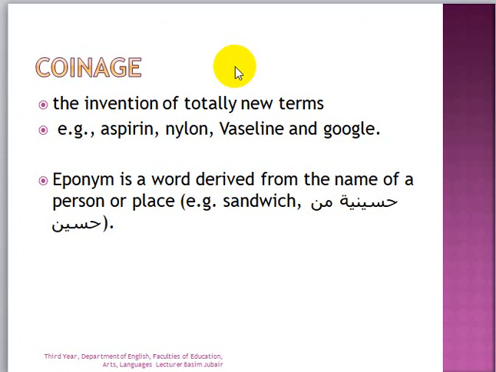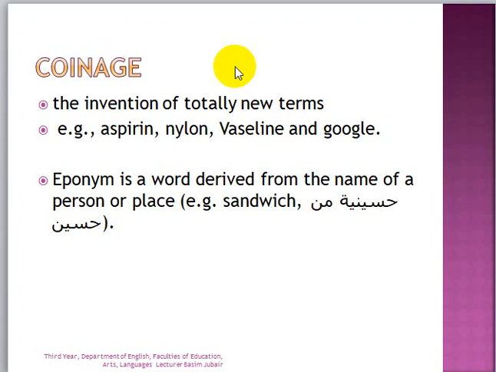Now, let's start with the first one, which is coinage. Coinage, or sometimes called in Arabic naht, is to find something new, the innovation of totally new terms. Simply speaking, coinage, the verb is to coin, is to invent totally new terms.